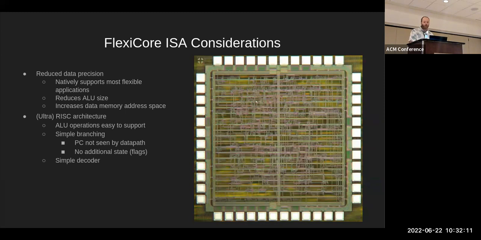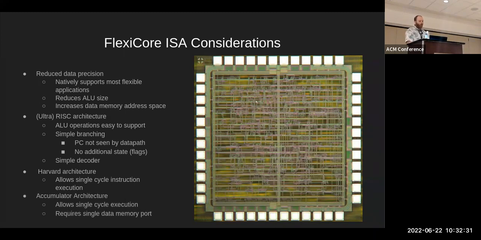Due to the simplicity of the applications and their lack of recursion, we omitted a call stack and indirect branching, opting to support simple branches to compile time targets. We want a Harvard architecture as opposed to a von Neumann architecture, which enables single cycle instruction execution, which in turn helps minimize energy consumption. And we want an accumulator architecture to enable single cycle execution with only a single data memory port.